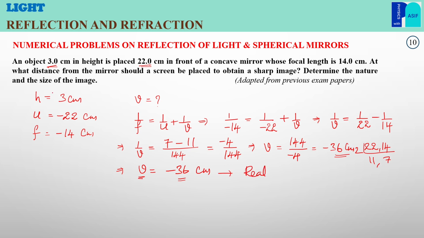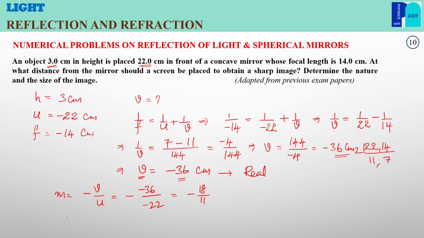Next one, the size of the image. For finding the size of the image, we need to find out the magnification first. Magnification is equal to minus v by u. And minus v is how much? Minus 36 divided by u, that is minus 22. That is 18 by 11.